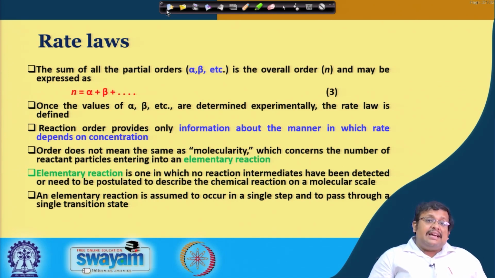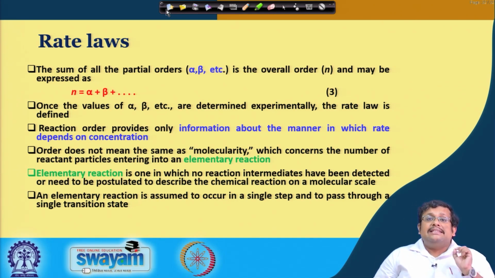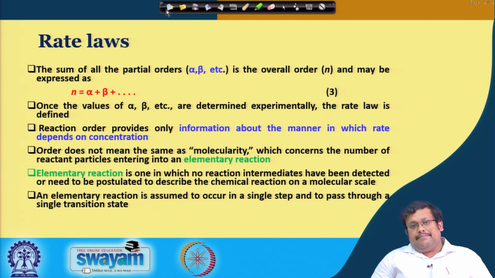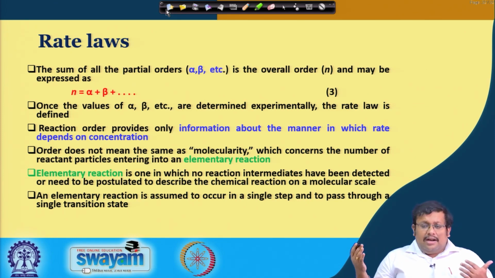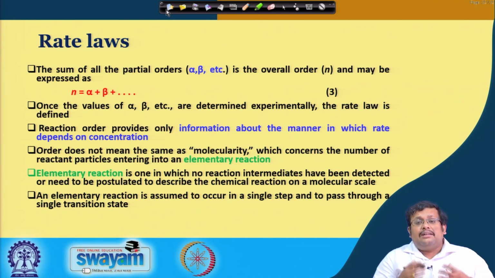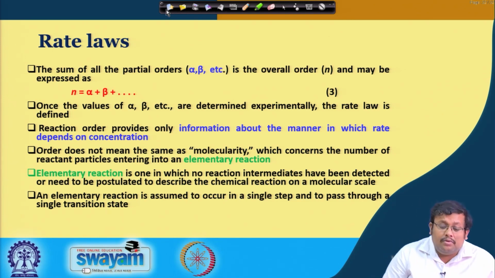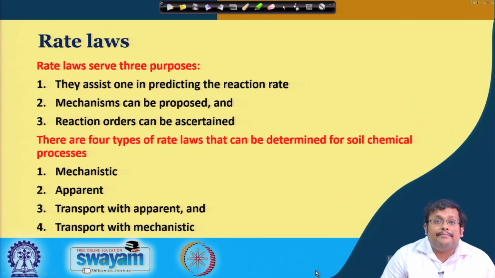Now, an elementary reaction is assumed to occur in a single step and to pass through a single transition state. Here, in this reaction of two reactants A and B forming the final products Y and Z, we are basically considering this as an elementary reaction, and here alpha and beta are the partial orders which sum up to produce the overall order n. Now, rate laws have three major purposes.